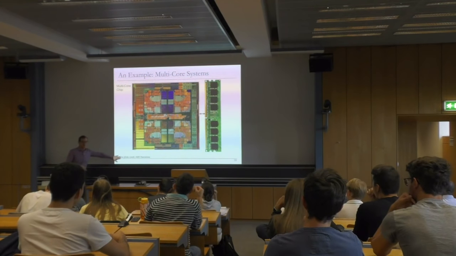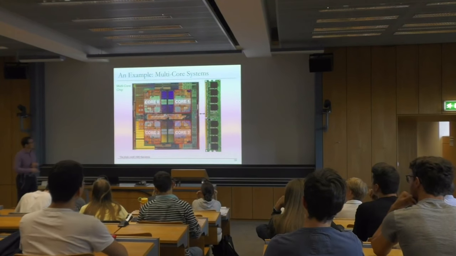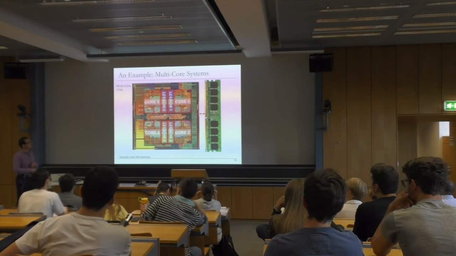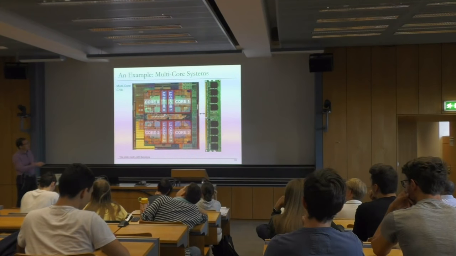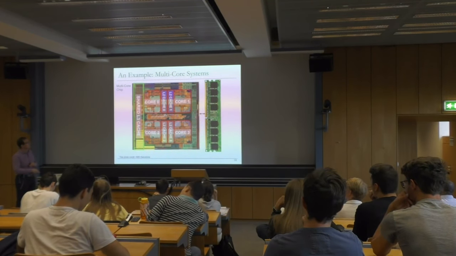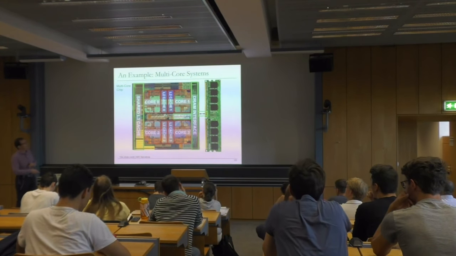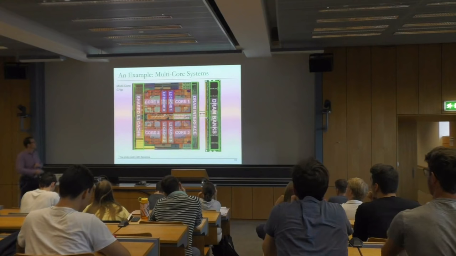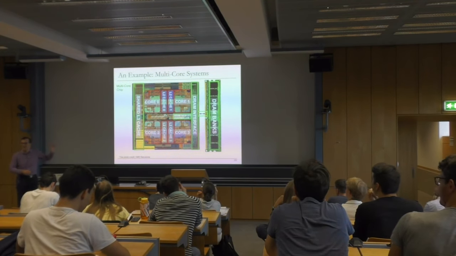This is actually an old multi-core chip. It's AMD Barcelona in 2006. I had this picture, and you can see that the chip has cores, some caches. These are actually private caches. There are also L1 caches inside the core, and there's a shared L3 cache over here, and there's a memory controller, there's a memory interface, and there are memory chips over here, as you can see. I still use this picture. This picture is 13 years old.